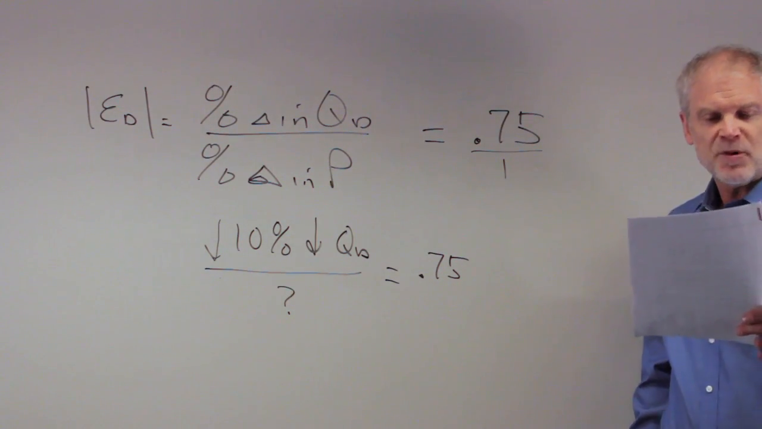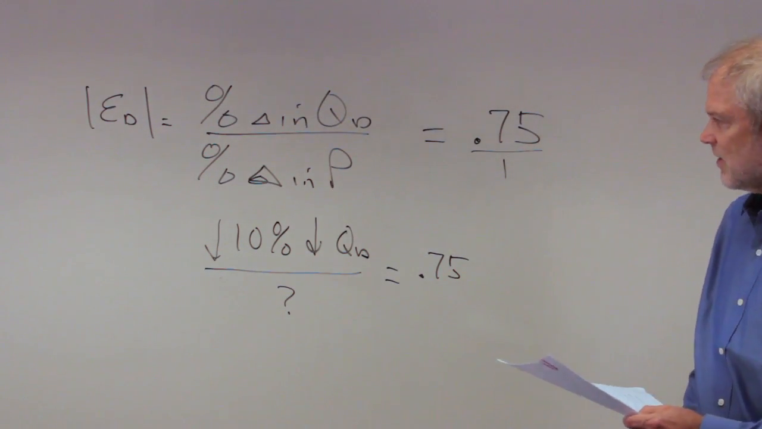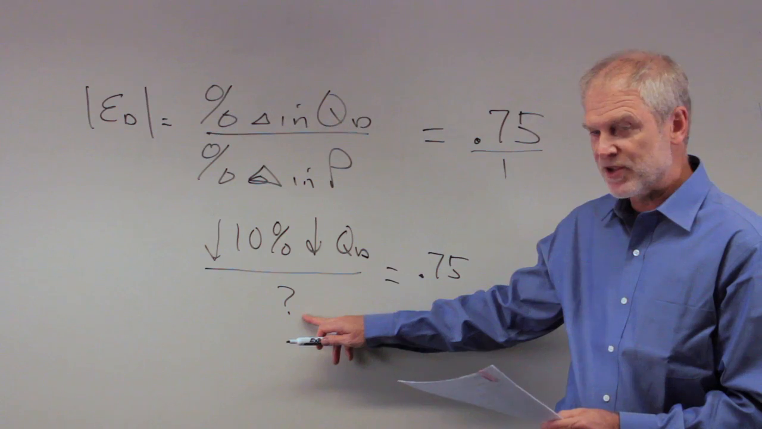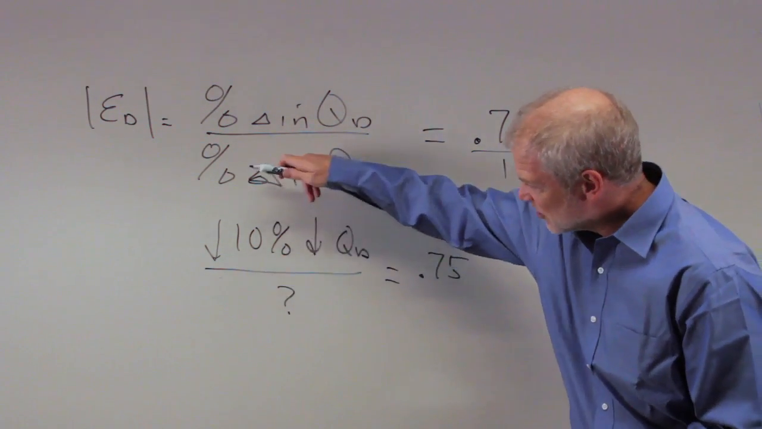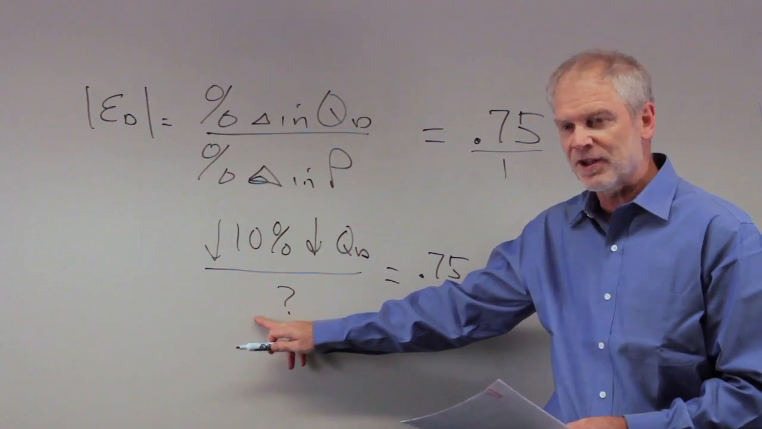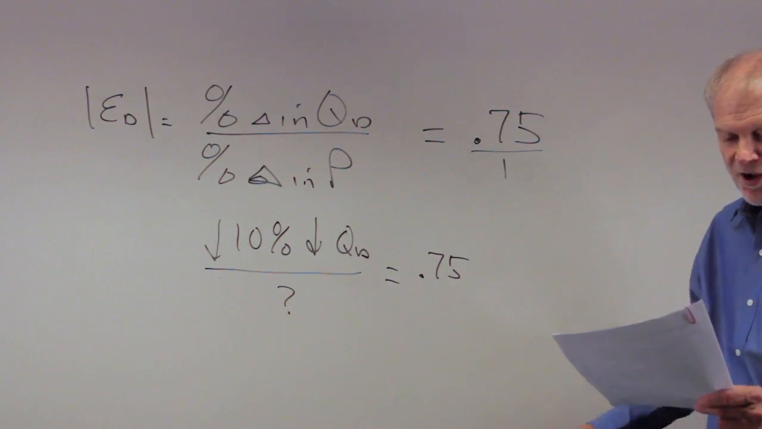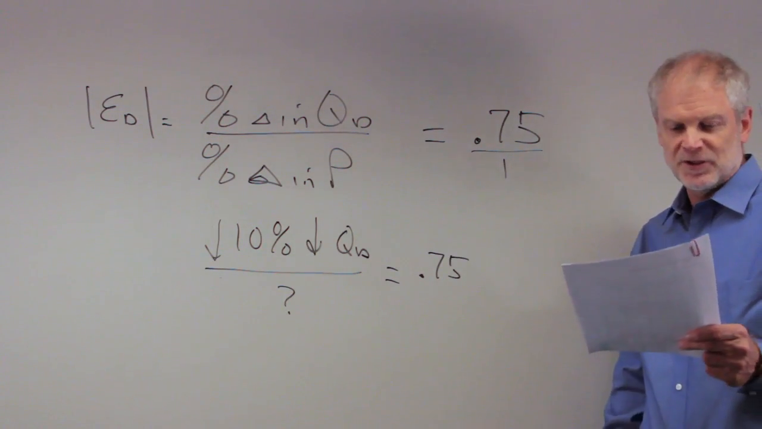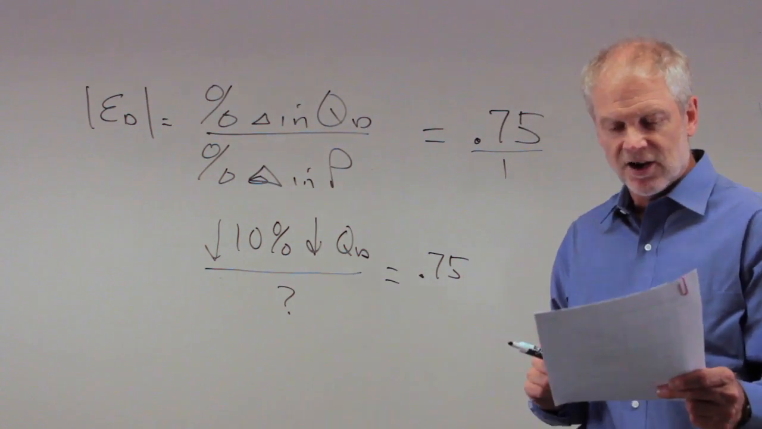B, a 13.33% increase in the price of the good. All right, now we're talking something interesting. I increase this 13.33%. Quantity demanded falls 10%. Is that ratio of 10% divided by 13.33 equal to 0.75? The answer is yes, it is. Okay, so a 13.33% increase in the price will bring about this particular situation. But let me just move on so you'll know why C and D aren't correct.